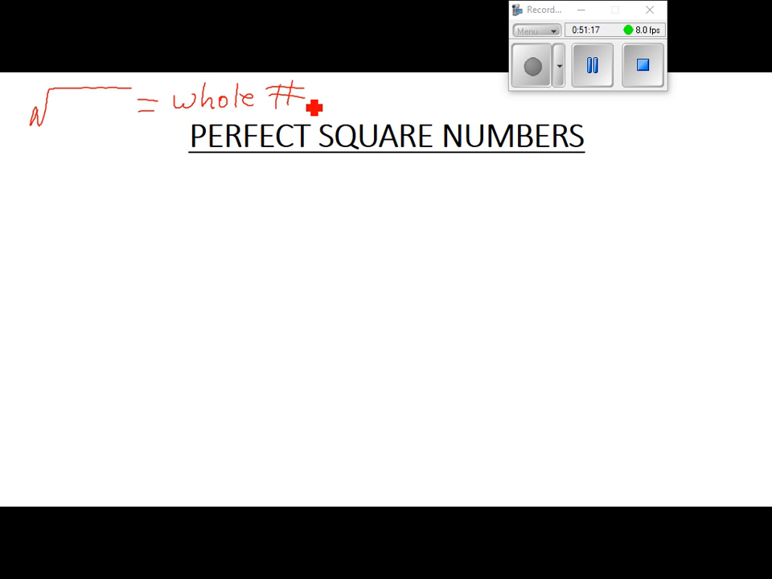Give me the lowest perfect square number. Something lower. What's the square root of 1? 1. Give me the next one. 4. What's the square root of 4? That means 2 times 2, right?